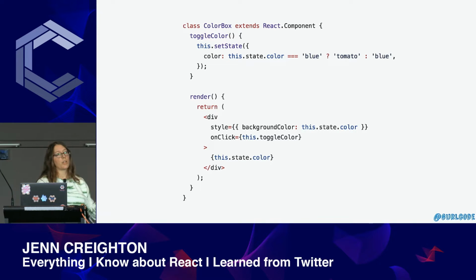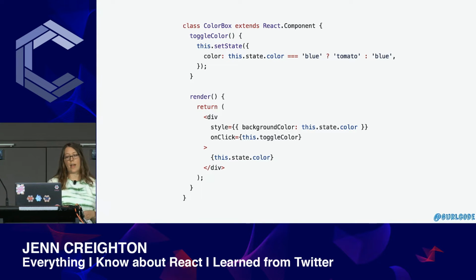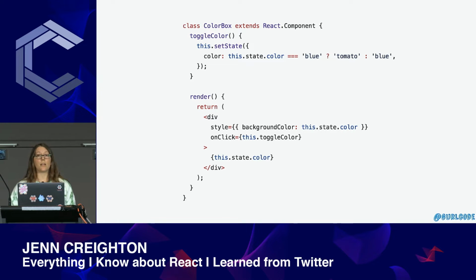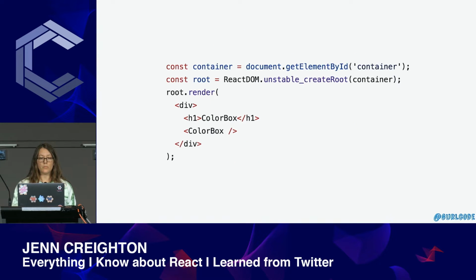And then here's the code for the component. So it's just extending React component. And when you click on the div, we're going to toggle the color with set state. I'm not using hooks in this, and that's because I'm going to teach you some of the basics of how this works the old way. And hopefully, if you're interested, you can dive in and learn hooks on your own.